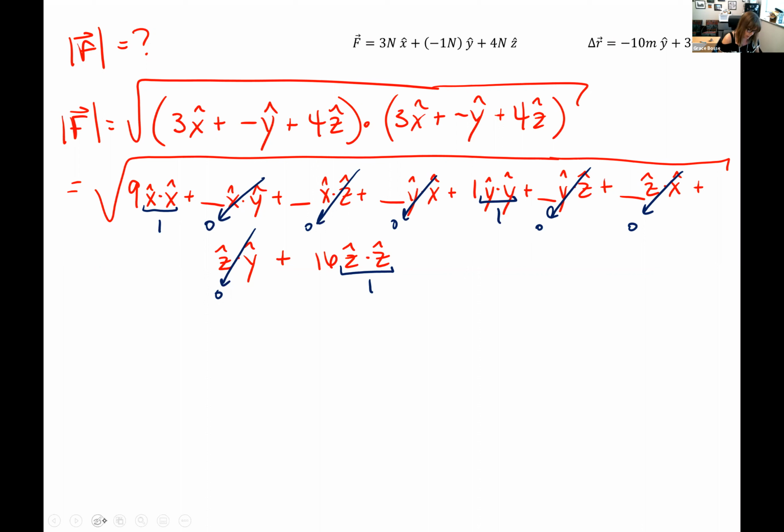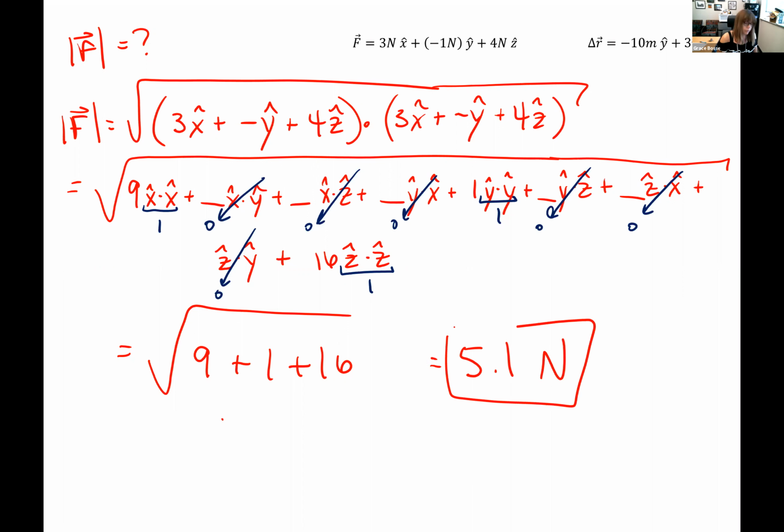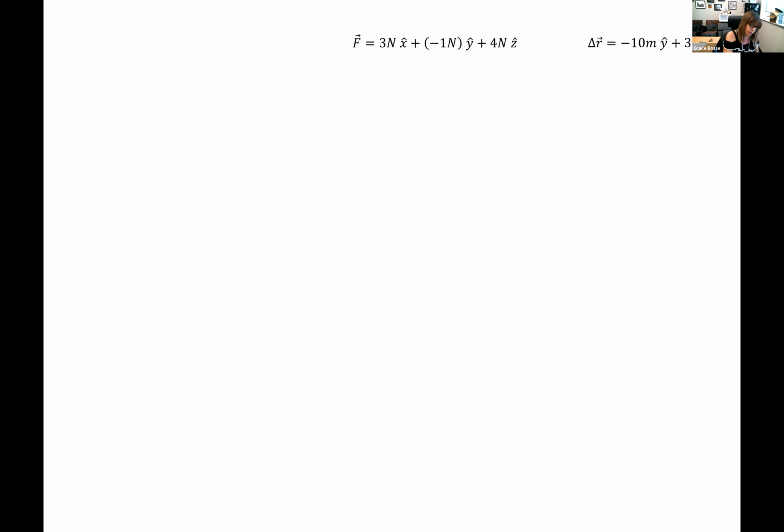So I can simplify this expression as the square root of 9 plus 1 plus 16. The square root of that, I get as 5.1. And this was the force vector, so everything had units of newtons. So that's the norm of my force vector. Now let's find the norm of the displacement vector. Again, dot the vector with itself.